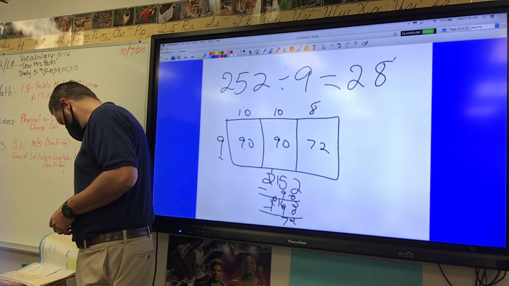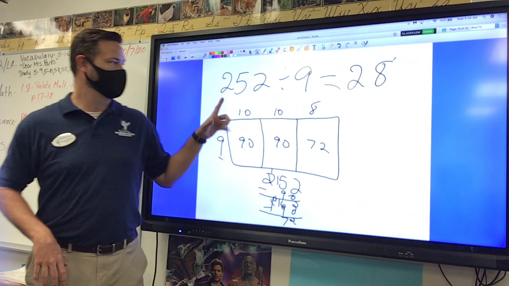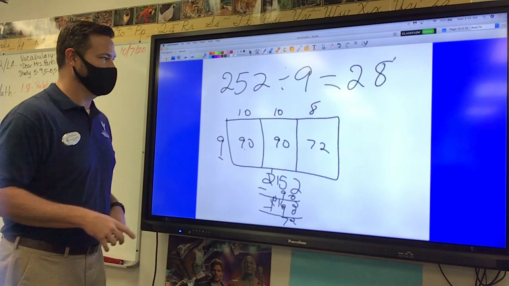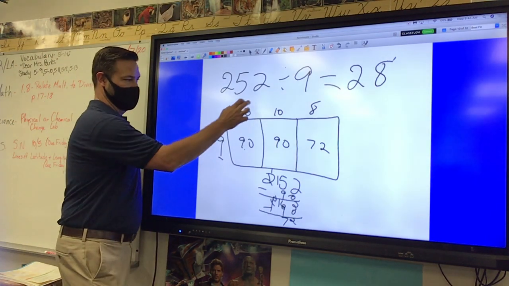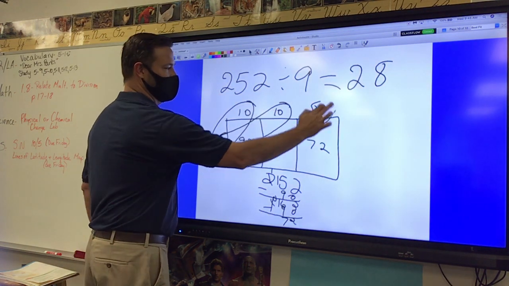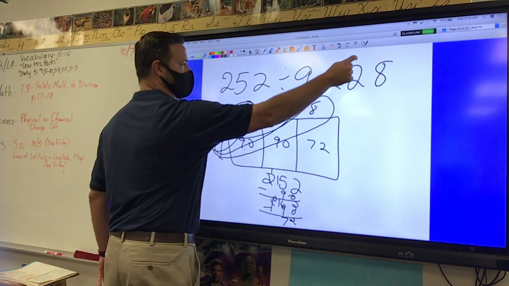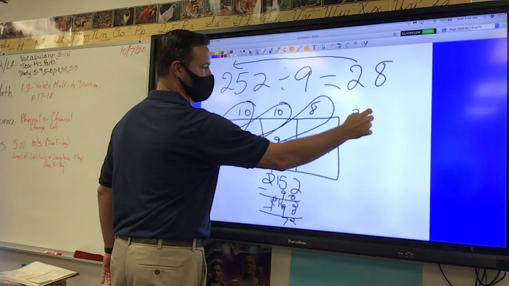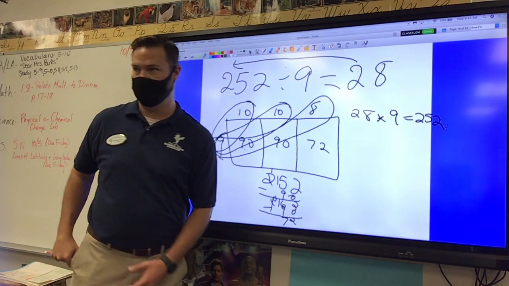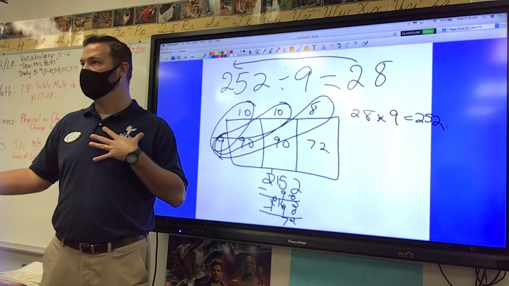Any questions? No. This is all we're doing today. So if I was to turn this around and I did 252 divided by 9 equals 28, what am I doing? I'm actually doing 9 times 10 plus 9 times 10 plus 9 times 8, right? Or I'm turning it around, I'm doing 28 times 9 equals 252, okay? Today what we're doing is trying to do a division problem by actually making it a multiplication problem, turning it around.